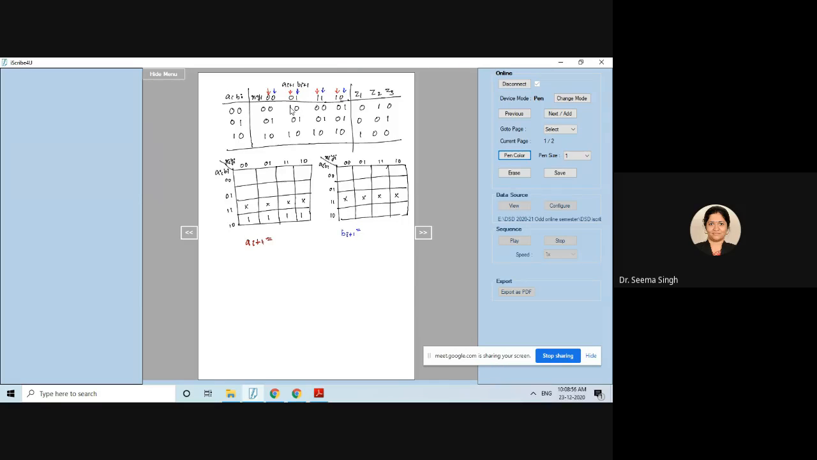Here 1 is there. So where is that? That is 0, 1. Where is 0, 1? Here. So you will have 1, 1 here also. And rest all will be 0.